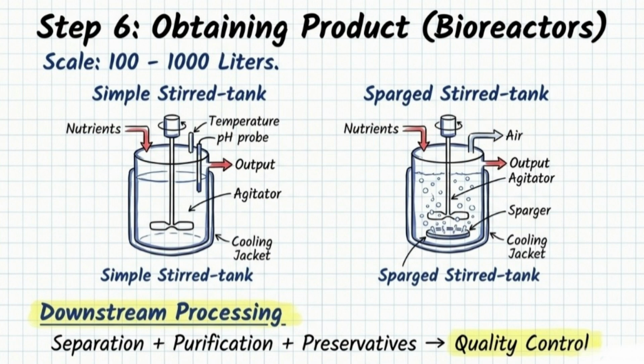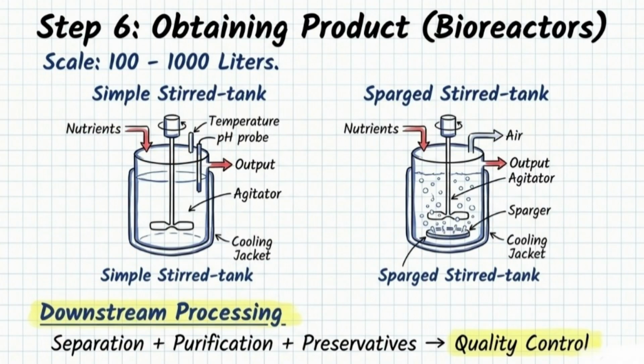Second, sparged stirred tank bioreactor. This type is similar but has an additional feature. Nutrients are added. Air is supplied inside the tank. It contains an agitator for mixing. A sparger is present to bubble air through the medium. It also has a cooling jacket. The product is collected from the output.